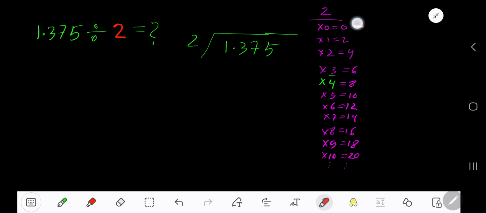Look here, 0 plus 2 is 2. Again, 2 plus 2 is 4. 4 plus 2 is 6. 6 plus 2 is 8. 8 plus 2 is 10. This process will continue, right?